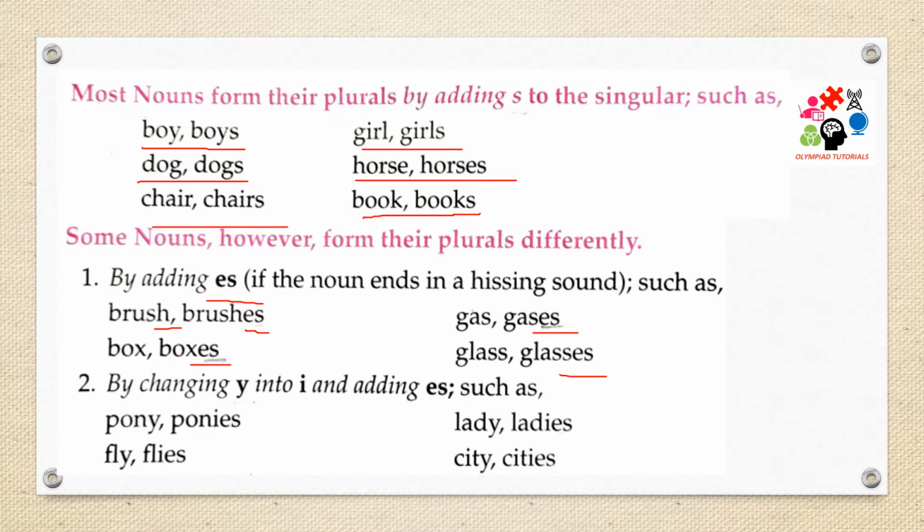Then rule number 2, that is by changing y into i and adding es. Suppose any word is ending with y. What you have to do is add ies at the end. Like pony, means a young horse. Pony will become ponies, P-O-N-Y pony, P-O-N-I-E-S. Y is replaced by I-E-S. Fly will become flies. Lady will become ladies. City will become cities. Very easy.